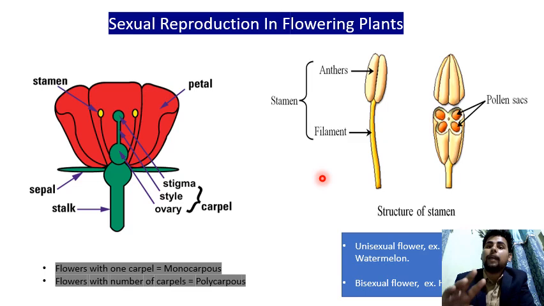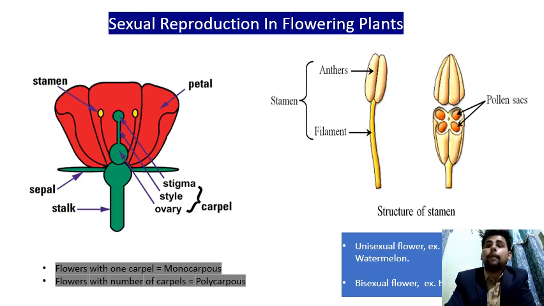And the next one is bisexual flowers. They contain both reproductive organs, like in this flower, hibiscus. In Hindi it is gudhal, or we also call it China rose. These are bisexual flowers.